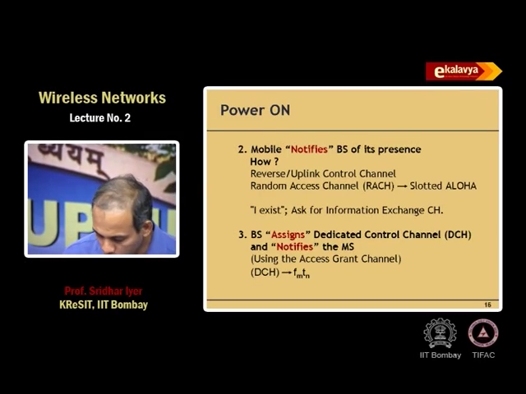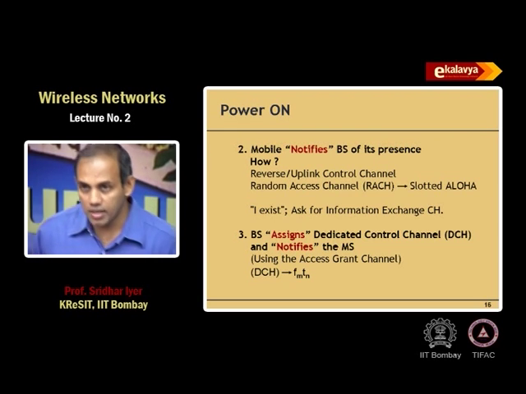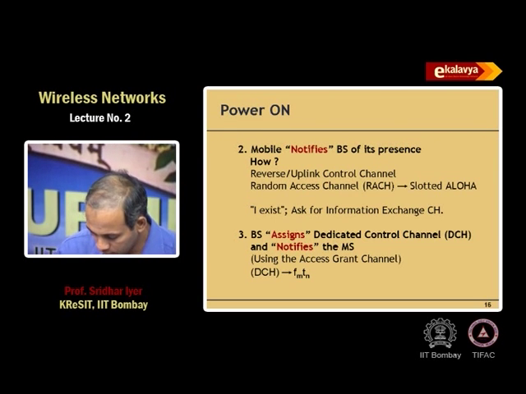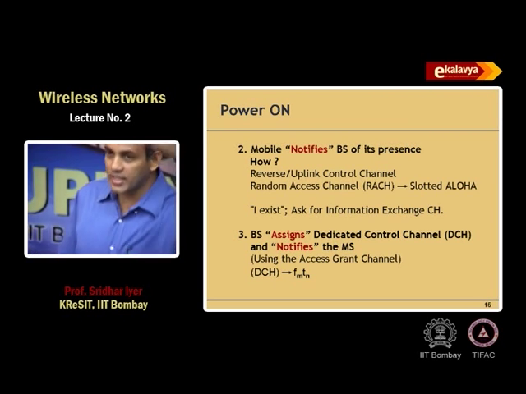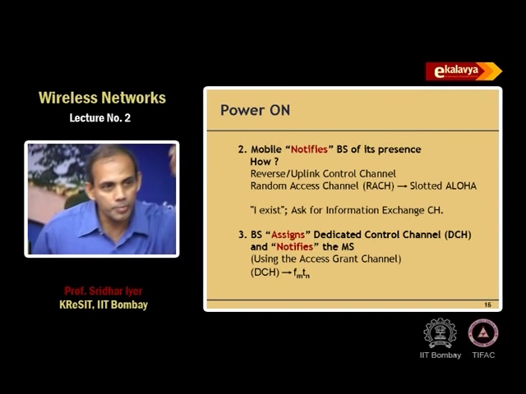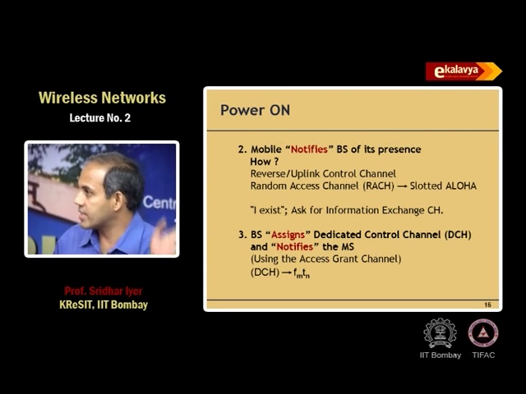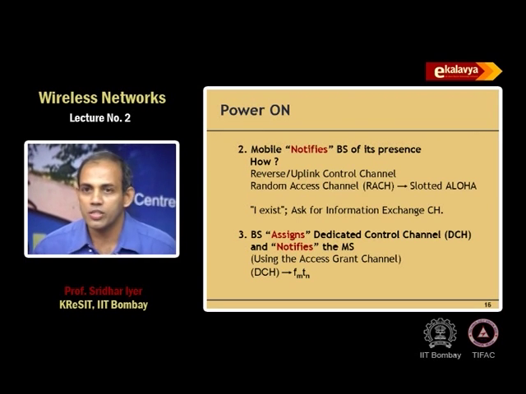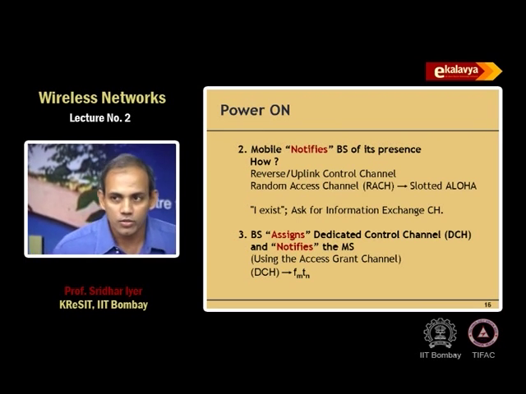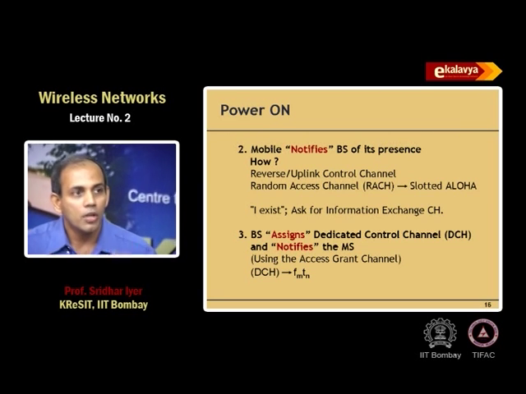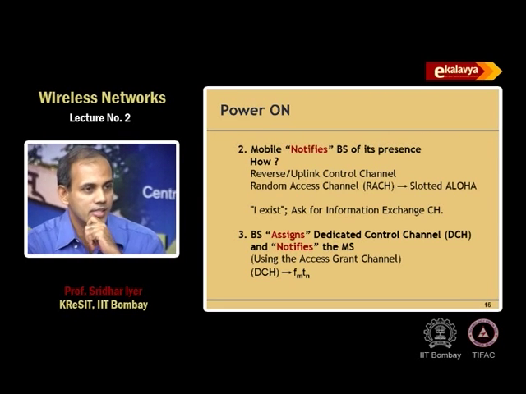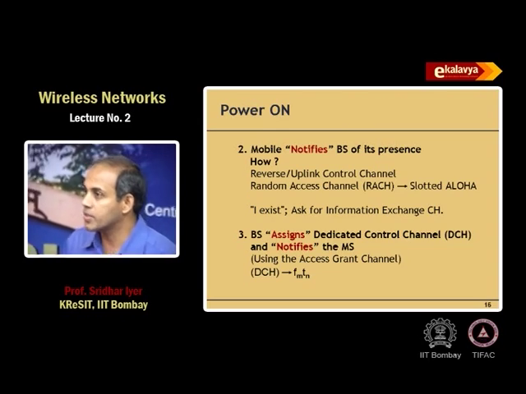So the next step that should happen, assuming the timing has been synchronized, is step 2. The first thing that happened in power on was that the base station told the mobile that it exists, correct? Does the base station know that the mobile exists? No. So that is the next thing that has to happen in your power on scenario. The mobile has to now somehow notify the base station that it exists. Which channel would that be at this point?